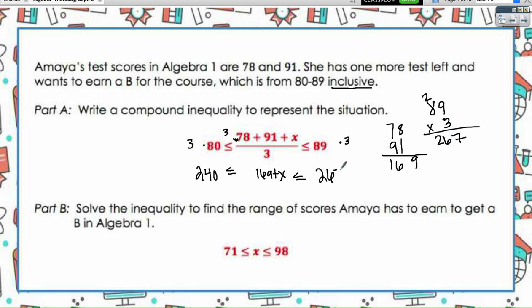Okay. And then I'm going to subtract 169 from each piece to get the x alone. And so when we do that, we should come up with a range between 71 and 98. So those are the possible answers, the possible scores that she could make in order to receive a B in the course.